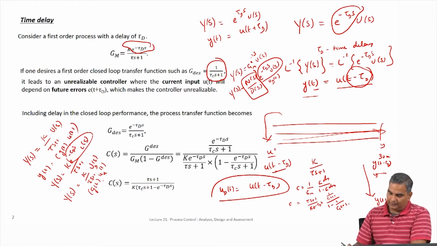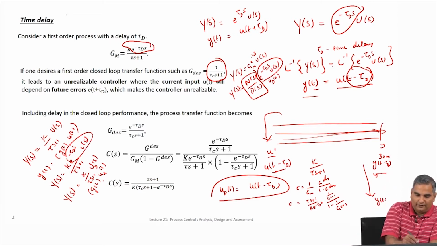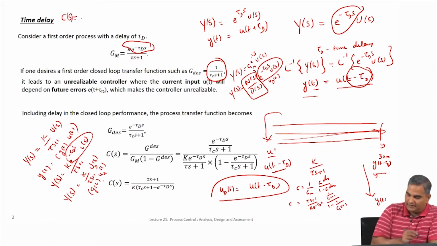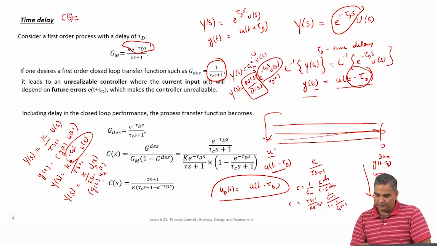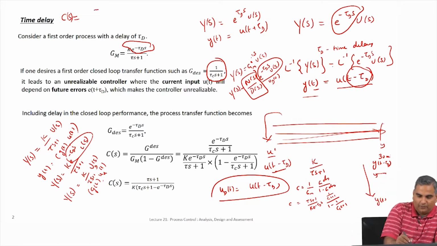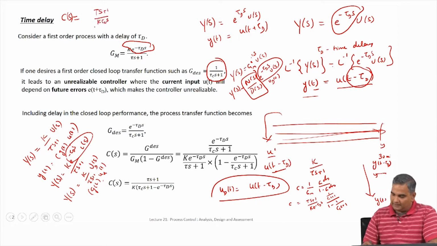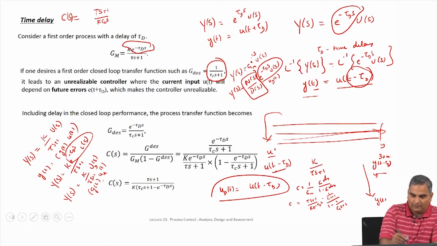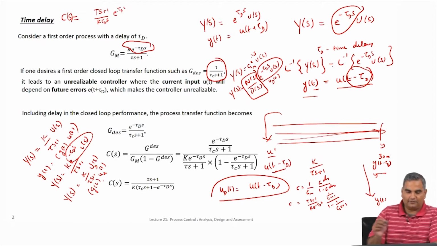Now, after you do all the computations here, I am going to write the C of s. The C of s that you will get is the following: (tau c s plus 1 minus 1) divided by (tau c s plus 1); the tau c s plus 1 terms will get cancelled. I will get (tau s plus 1) divided by k tau c s, and then this e power minus tau d s will go up, and e power tau d s this will become.